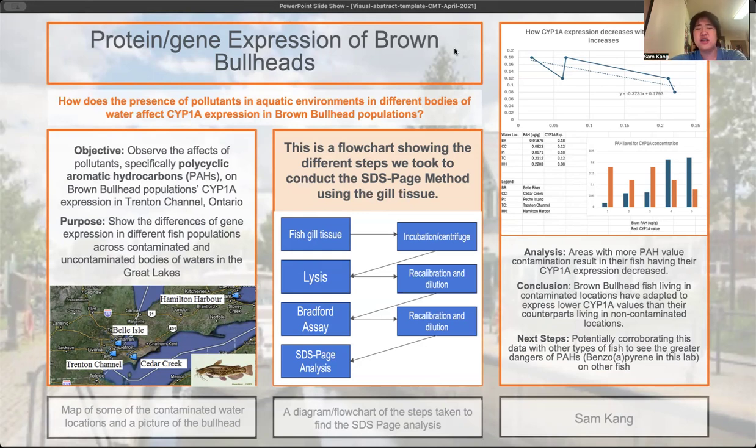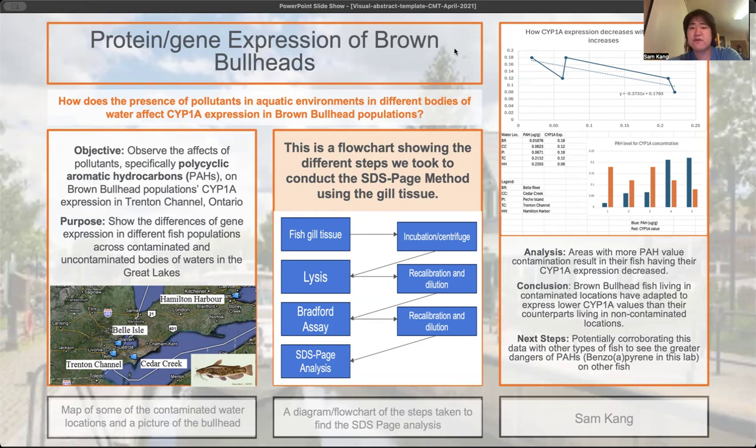Below this purpose section shows a map of different contaminated bodies of water in these Great Lakes, which includes Trenton Channel, where my sample was from. Not only this, it also shows a photo of a brown bullhead fish, the main type of fish observed in both the manuscript and this lab.